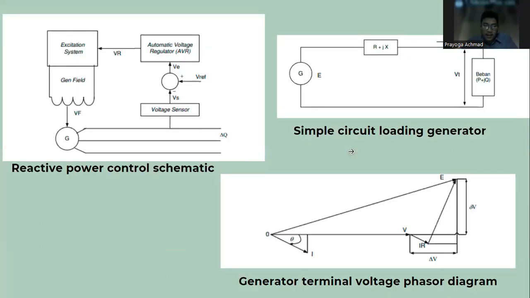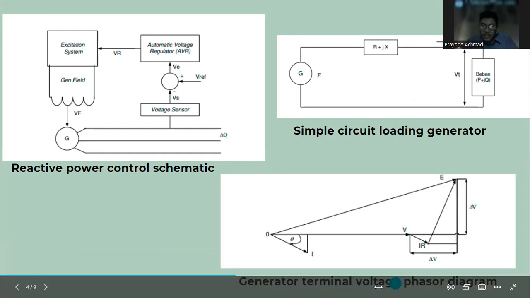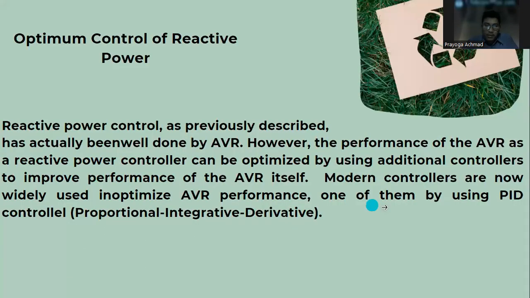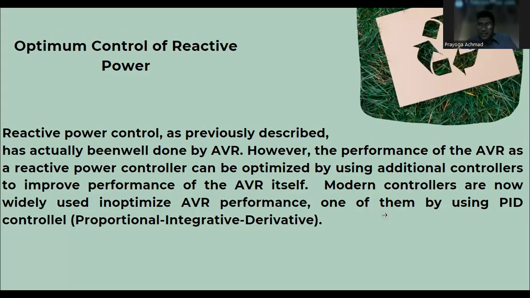And this is the reactive power control schematic and simple circuit of a loaded generator, with the generator terminal voltage and phasor diagram. From this schema, we can say it is the optimum control of reactive power.